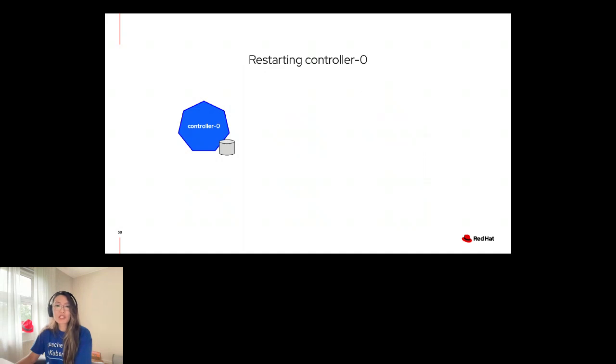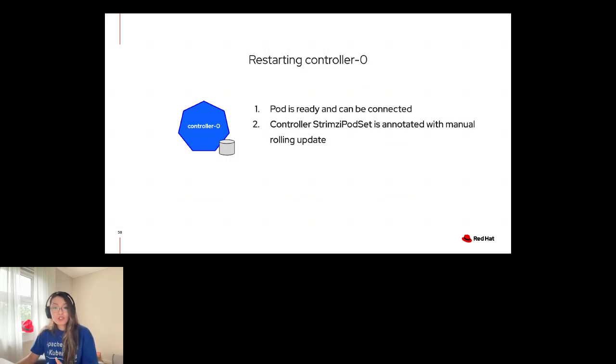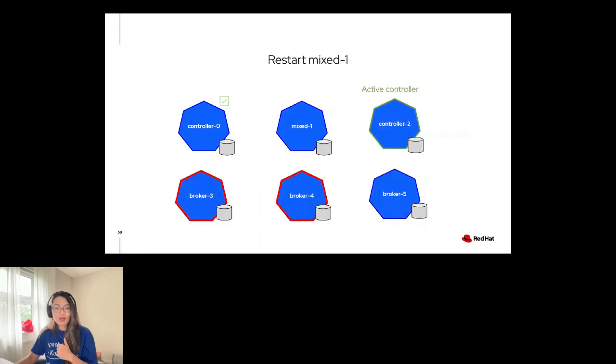So we're going to take a look at controller 0 first, and we find that the pod is ready and can be connected, great. And we find that the controller Strimzi pod set was annotated with manual rolling update. So that means all of the controller nodes would need to be restarted. Because it's a controller node, we're going to do the quorum health check. If that's all good, then we're going to go ahead and restart. Okay, let's say we restarted Kafka controller 0 and it's ready.